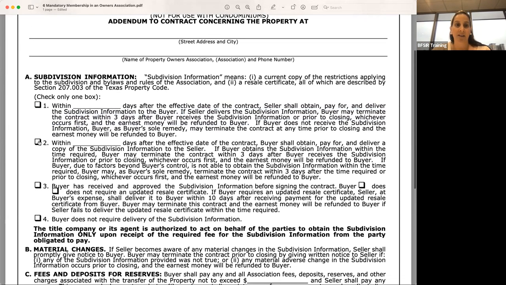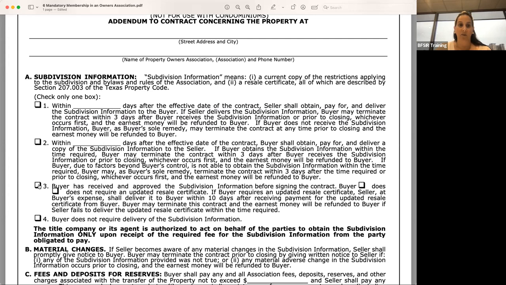The second one is the same thing. And this is another way where if you want to be sneaky, you can put a really long amount of time in here. And the buyer has this open-ended right to terminate until they get the HOA information, right? But the buyer's still going to have to obtain and pay for it under this, right?